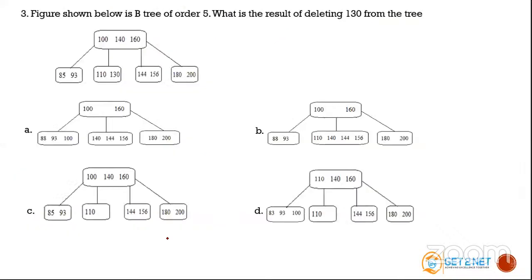So let's see the next query. The figure shown below is a B tree of order 5. What is the result of deleting 130 from the tree? This is the question figure and these are the options figures. The B tree is of order 5, and if I delete this 130, what will my actual tree be? See guys, this is 110 actually. It's wrongly written, don't get confused. It is 110.